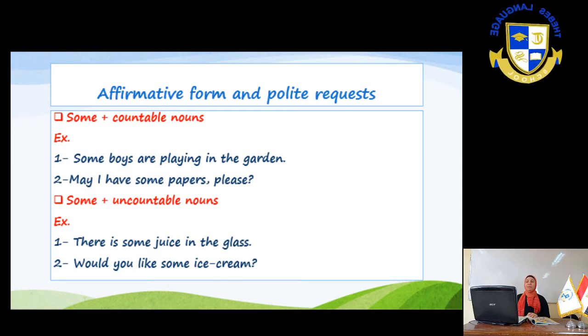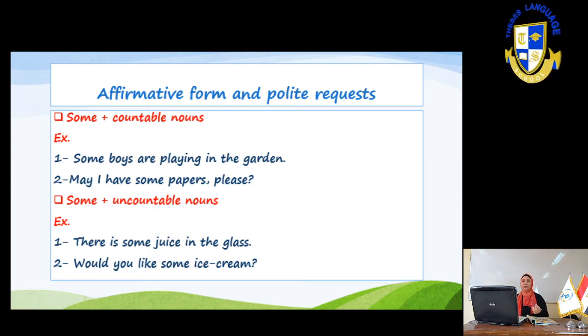Number 2, may I have some papers, please? This is a polite request to you, asking your colleague or maybe your teachers. So you say, may I? This is a polite way to request or to ask for something. May I have some papers, please?